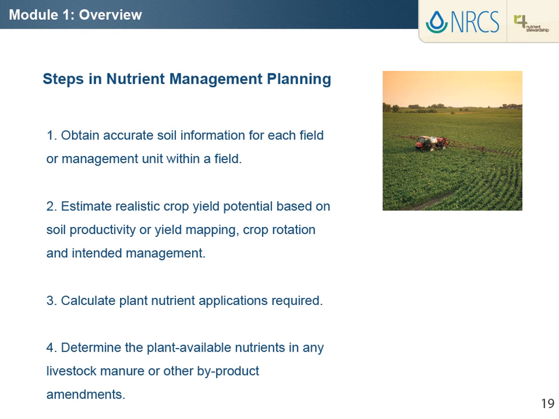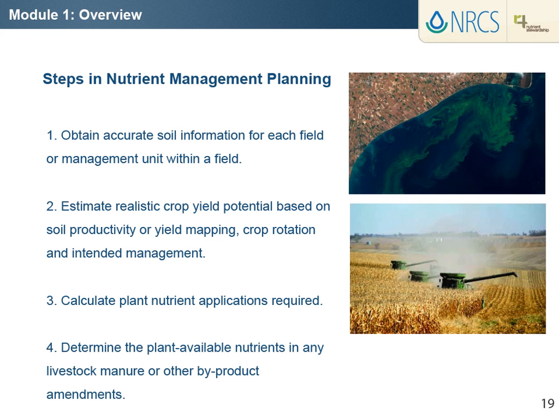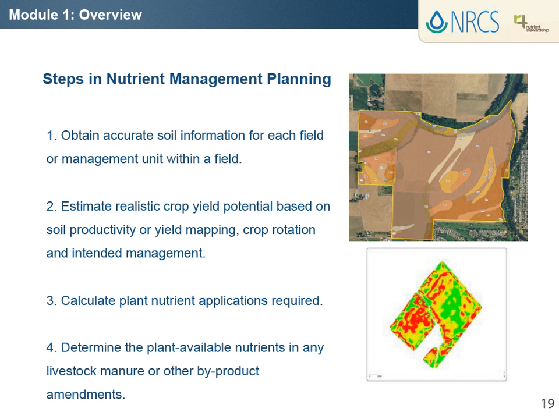Nutrient management involves managing all crop fertility inputs and other production practices to achieve efficient crop growth and water quality protection. Nutrient management plans for site-specific situations should minimize undesired environmental effects while optimizing whole farm profits and production. Nutrient management planning involves several steps. Obtain accurate soil information for each field or management unit within a field.